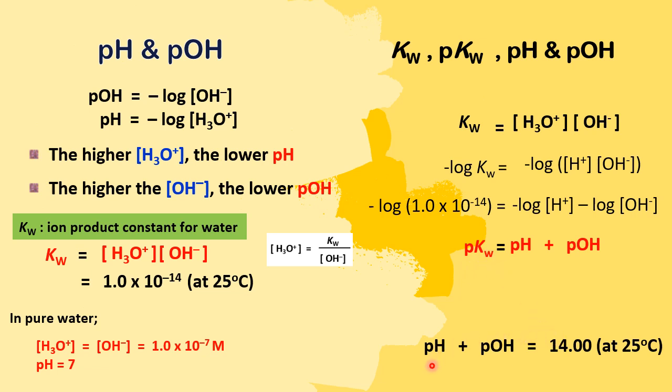So we must know pH plus pOH equals 14. You need to know the formula pH plus pOH equals 14, and this one, Kw equals the concentration of hydronium ion times hydroxide ion. So you must know how to convert for this.